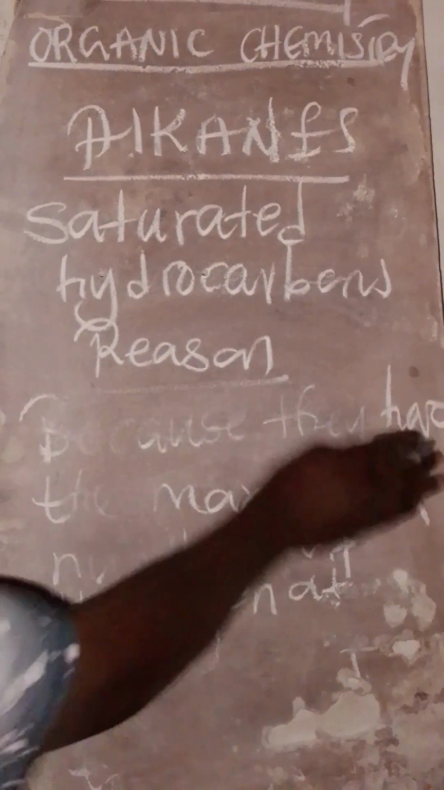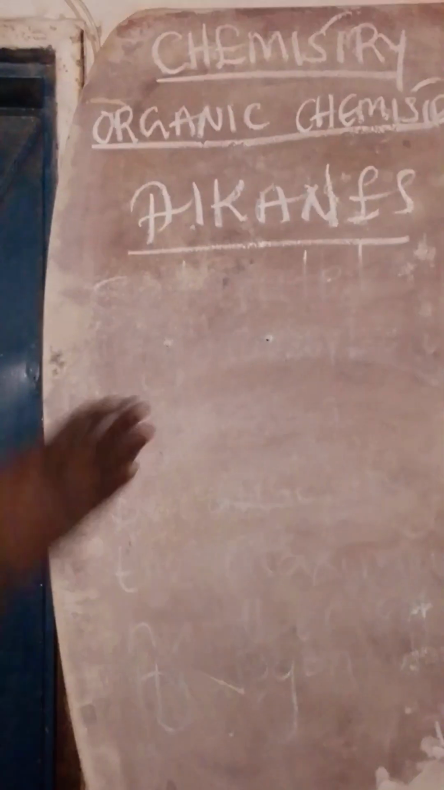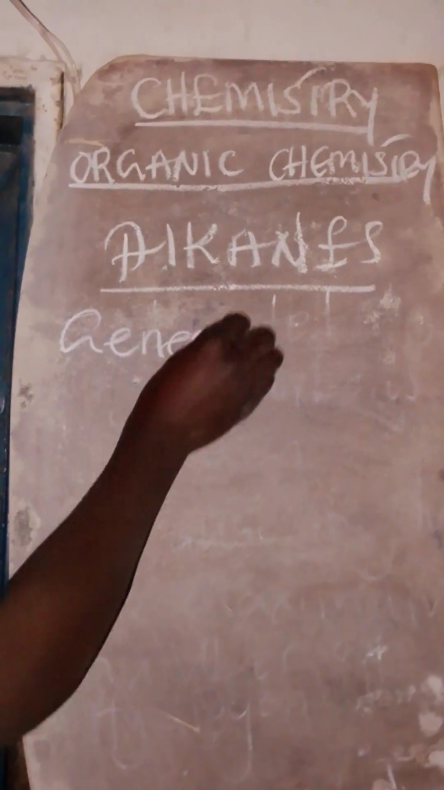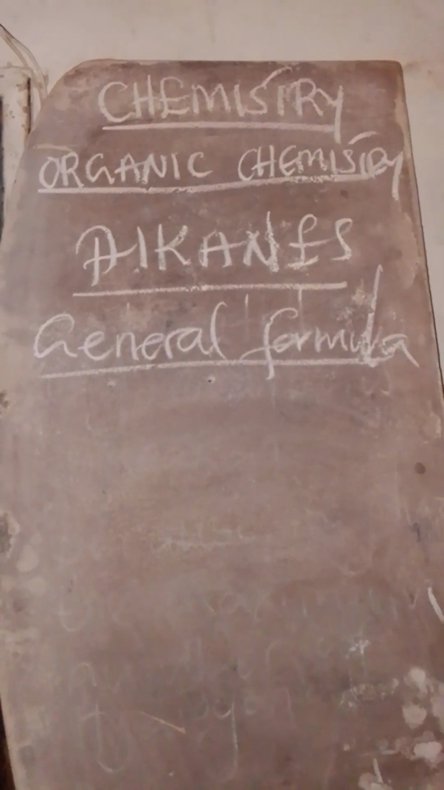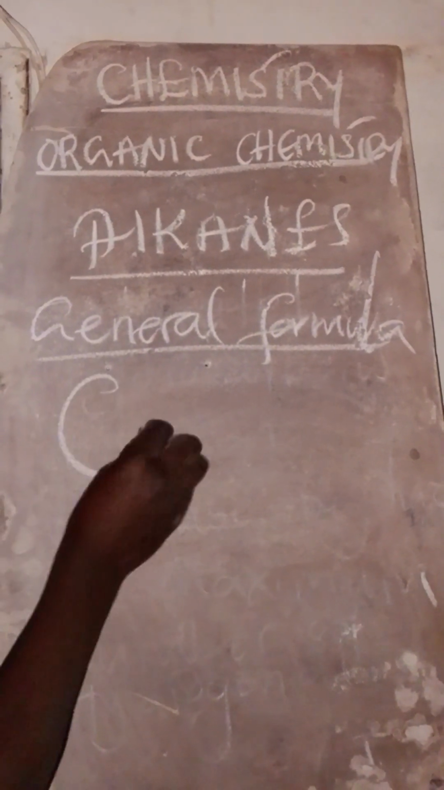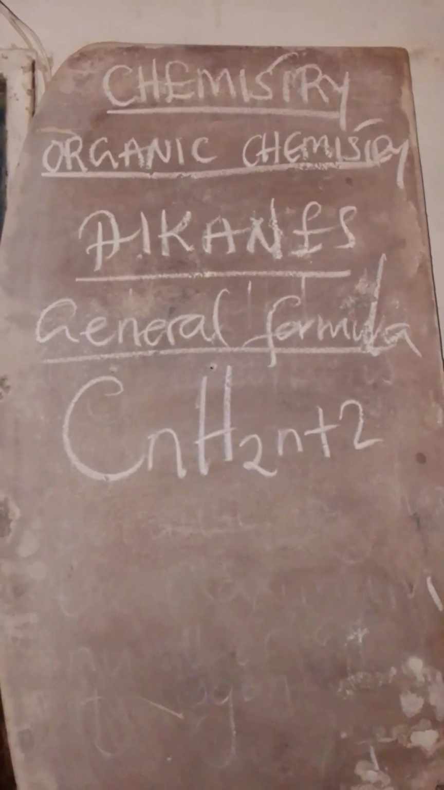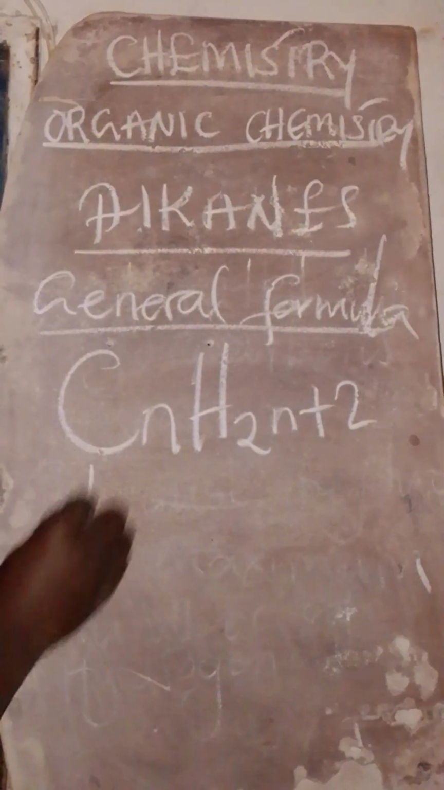As we continue, another common question under alkanes is about their general formula. Let us write the general formula for alkanes. When you are asked to write the general formula for alkanes, this is the general formula: CnH2n+2.